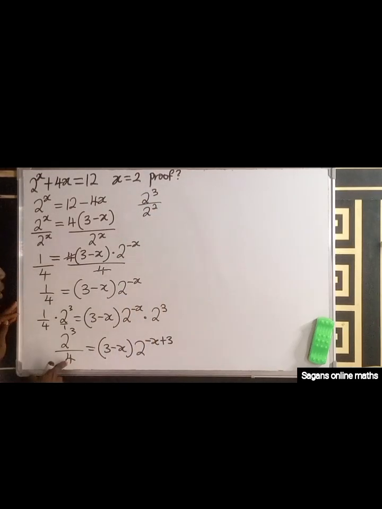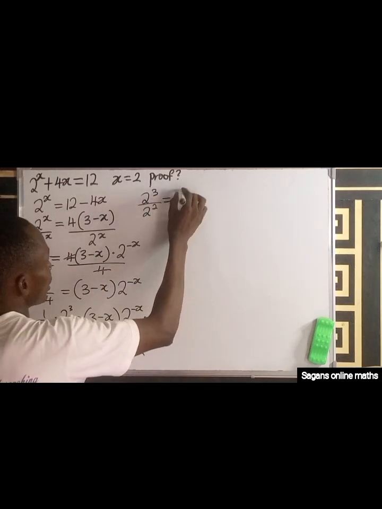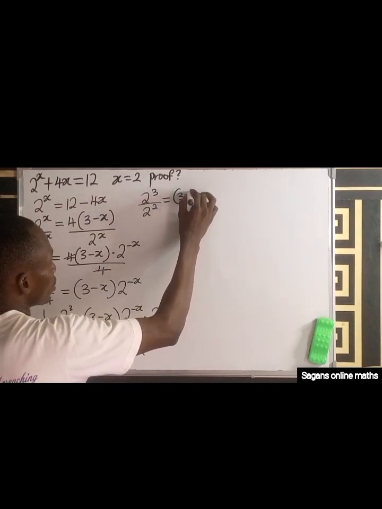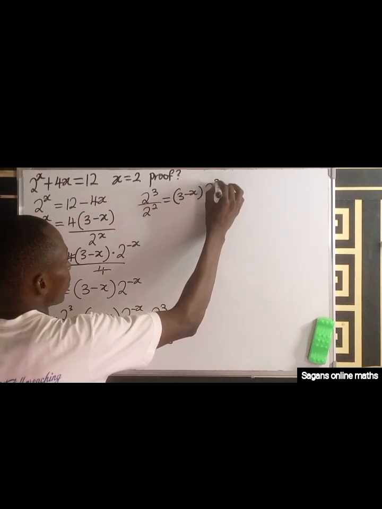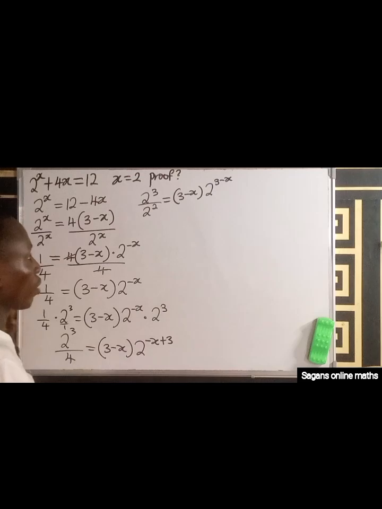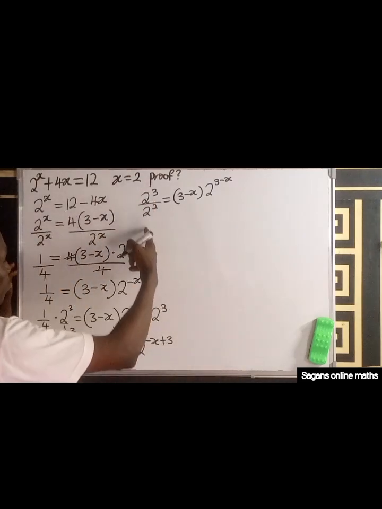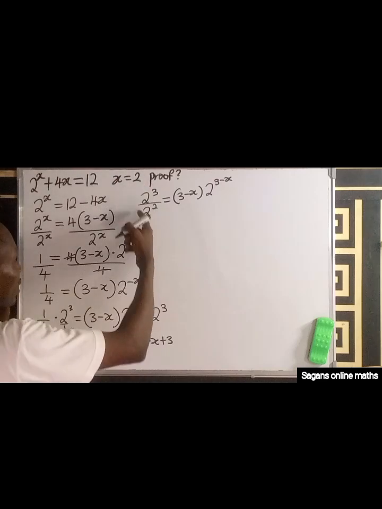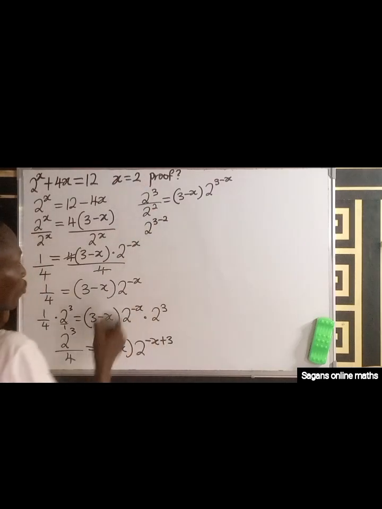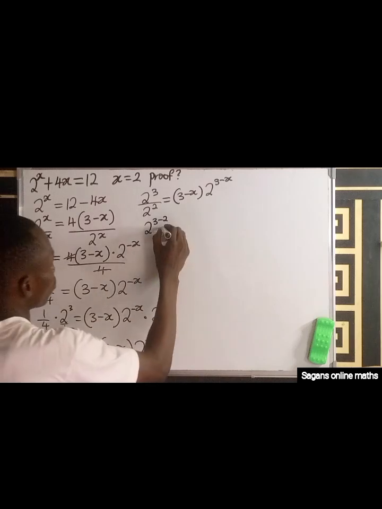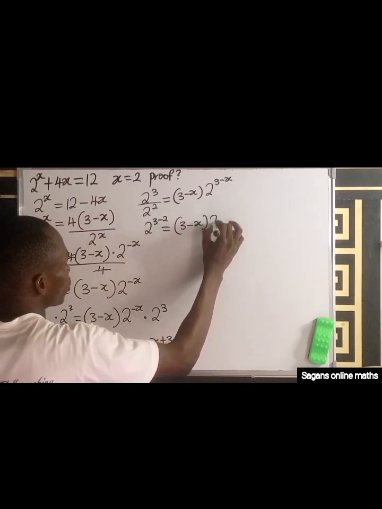Because I can write 4 in index form as 2 raised to the power of 2 to represent 4. Then equals what? Into 3 minus x, then multiply by what? 2 raised to the power what? 3 minus what? X. Wow, this is amazing, right? Now, let's obey the properties of indices, the division law of indices. We now agree that this is 2 raised to the power of 3 minus 2, right? If you obey the division law of indices, you know what happened there. Then equals to what? Into 3 minus what? X, then multiply by 2 raised to the power what?